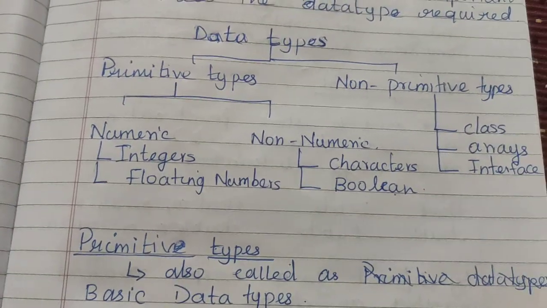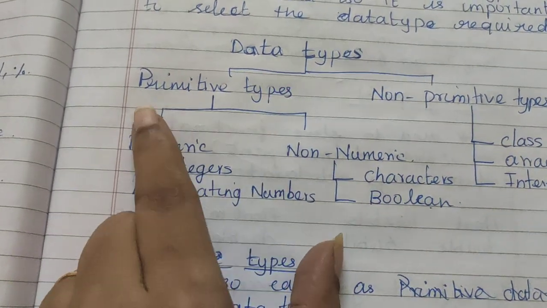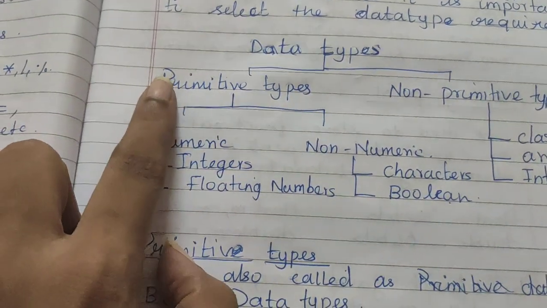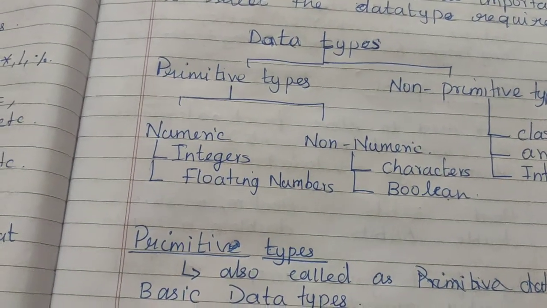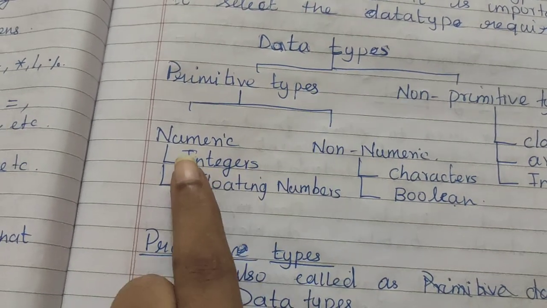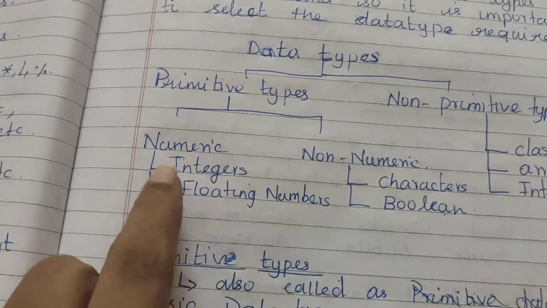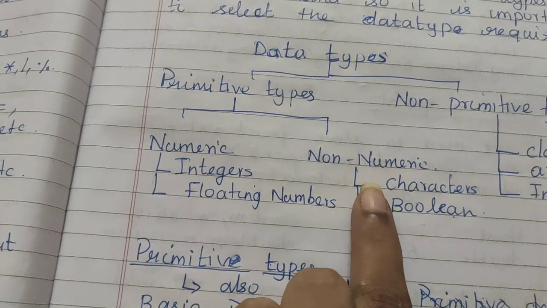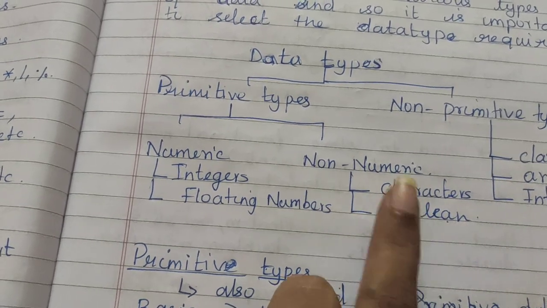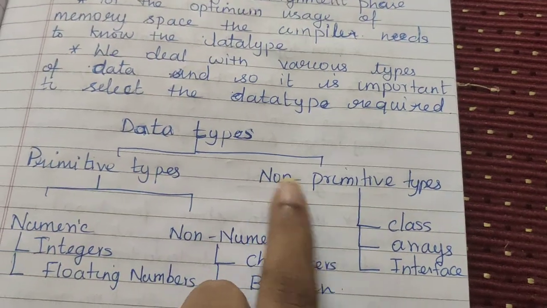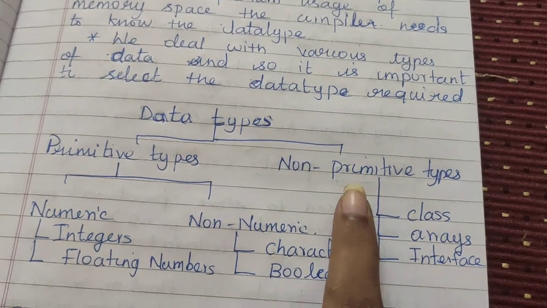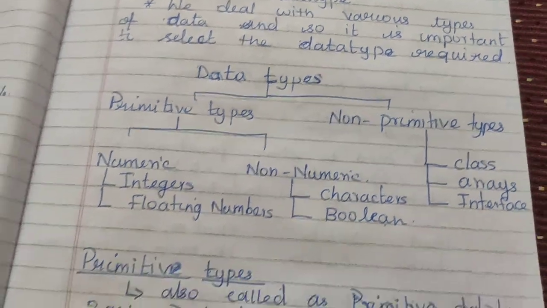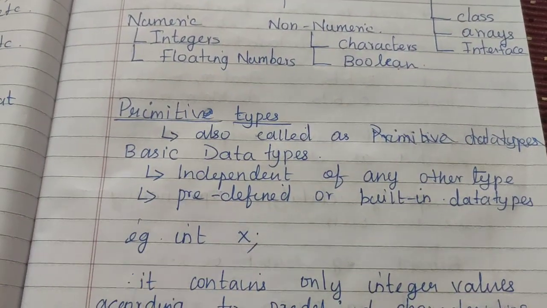So we have different data types. We will see what the data types are. Primitive data types are there and non-primitive data types are there. Primitive data types are again divided into two, numeric and non-numeric. Numeric means the numbers, integer and floating. Non-numeric means characters and boolean. Boolean also consists of characters only. In non-primitive types we have three: class, arrays and interface. Now we will see this in detail.